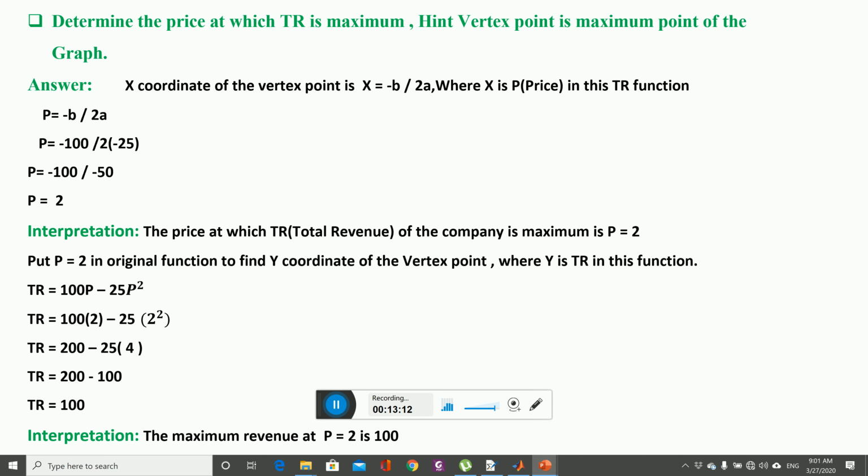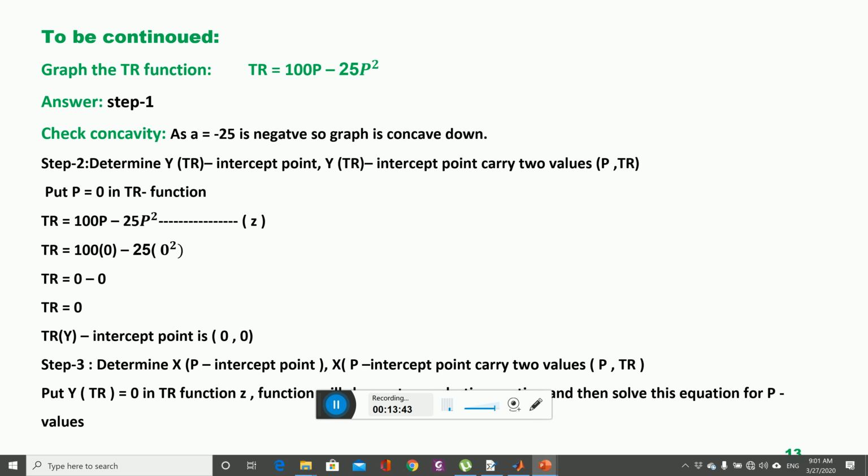So, determine the price at which total revenue is maximum. Keep in mind we will use the vertex point. For the x coordinate use minus b over 2a, put the values, find p, and then put this p again in the original function. We will find the maximum total revenue as we did. Now the interpretation: the revenue is maximum at the price p is equal to 2 that we determined.